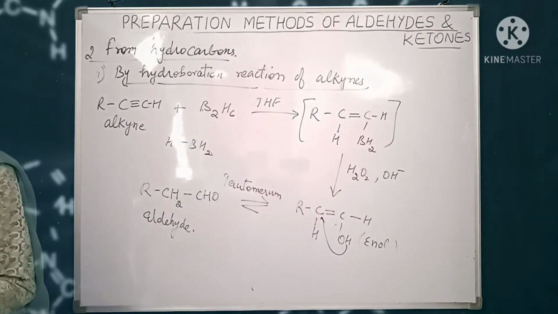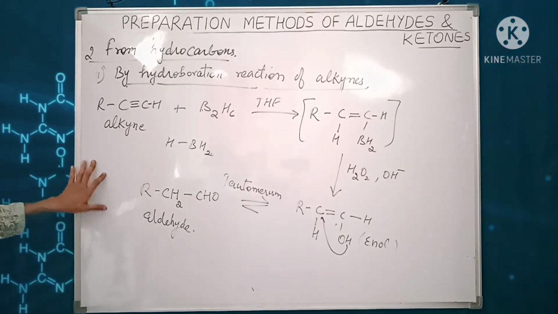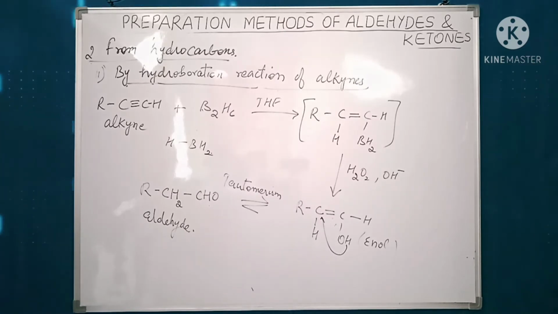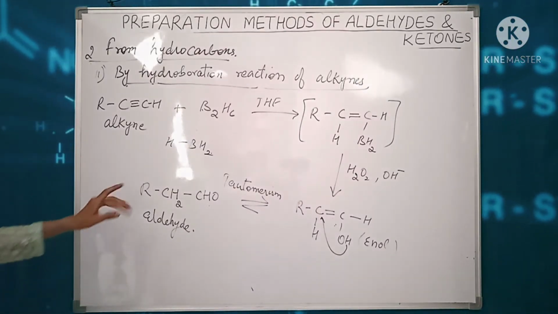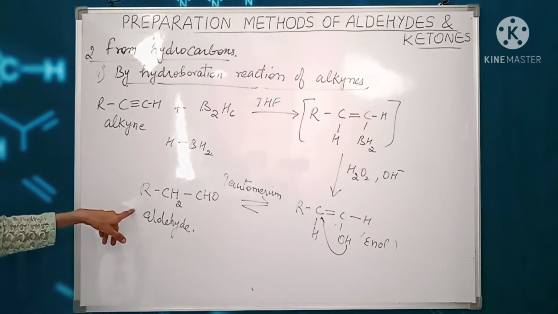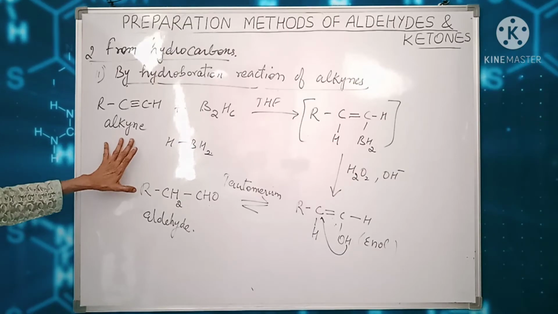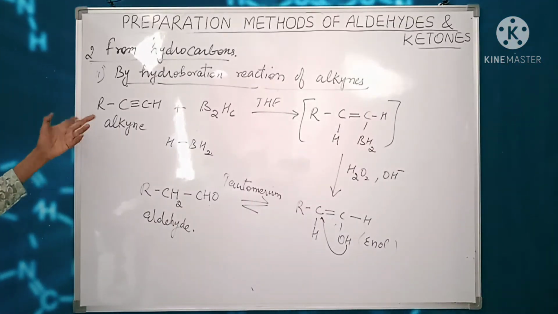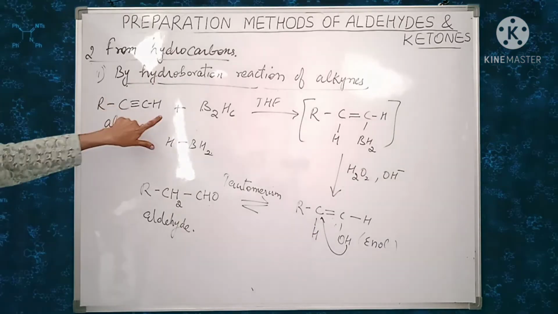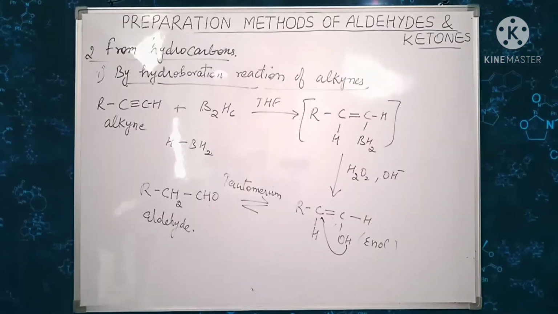So two methods from alkynes we have done, and two methods earlier we have done from the alcohols. These methods are common for the preparation of aldehydes as well as ketones. Here we are getting an aldehyde. If we start with a compound where two R groups are attached, we will get a ketone.